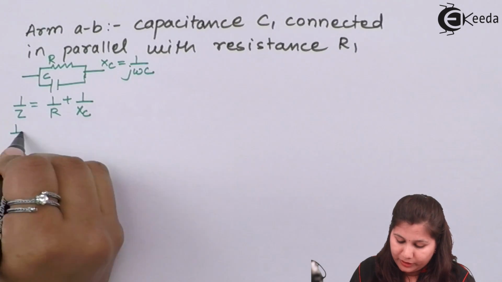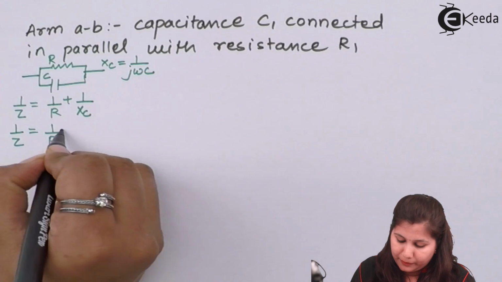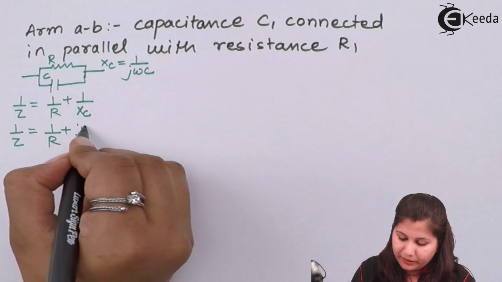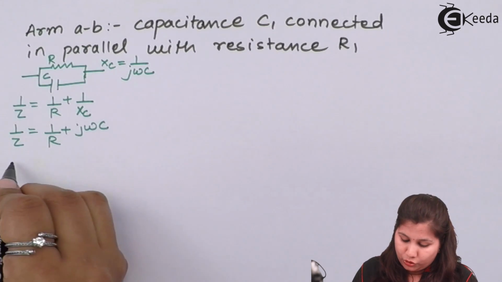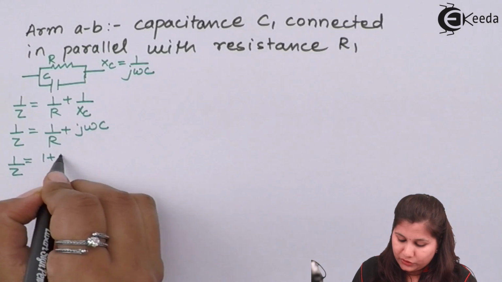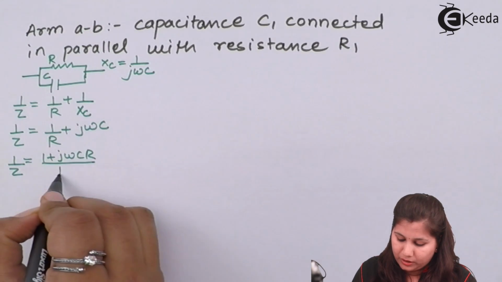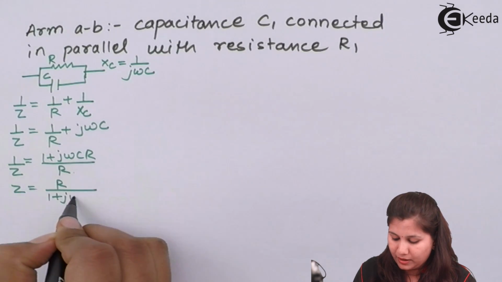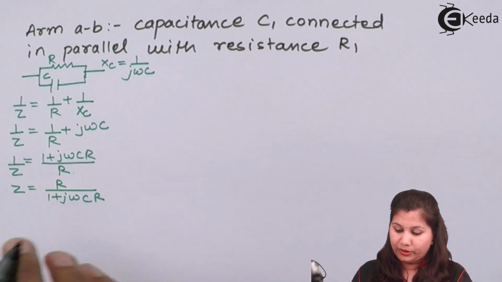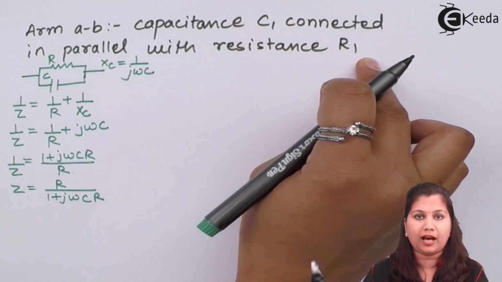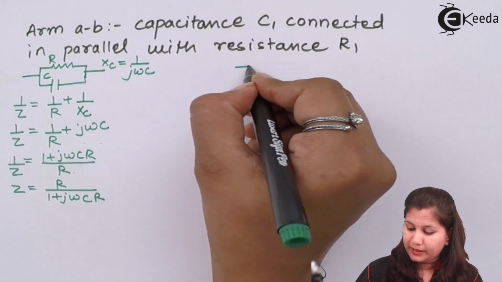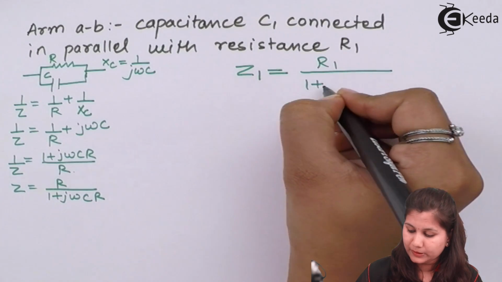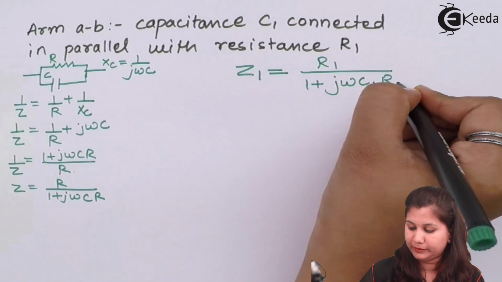So here 1 by Z equals 1 by R plus 1 by XC, and 1 by XC will be equal to J omega C. So 1 by Z is equal to 1 plus J omega C R upon R, or we can say Z is equal to R upon 1 plus J omega C R. Here we have capacitance C1 and R1 connected in parallel. So our impedance Z1 will be equal to R1 upon 1 plus J omega C1 R1.